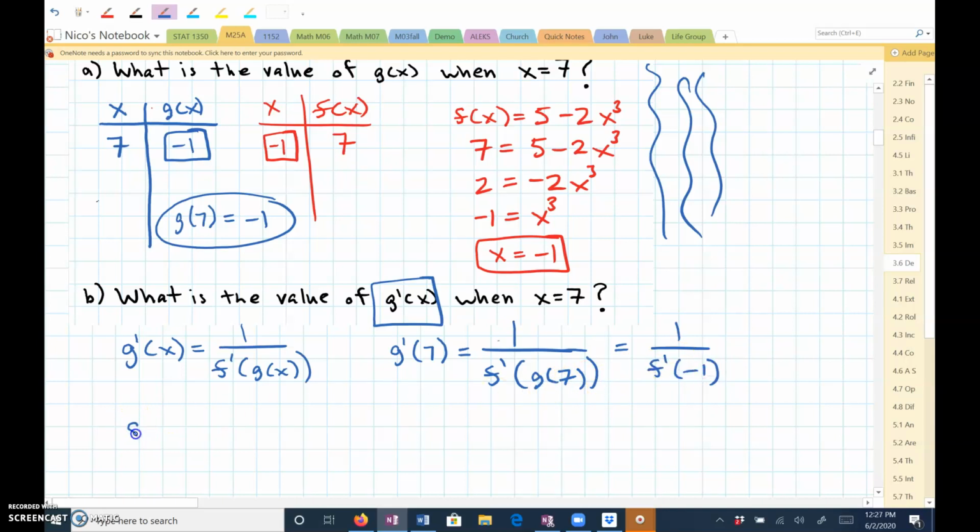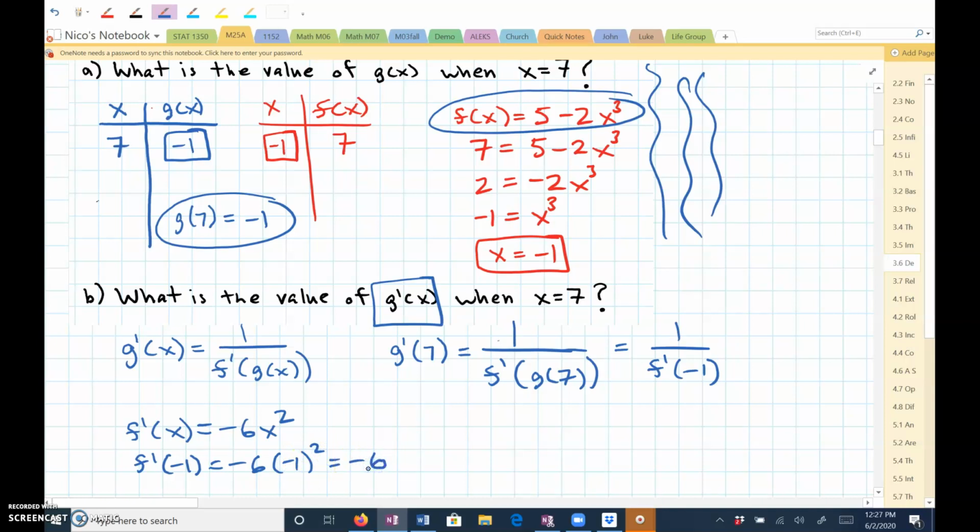And now I need to find f prime of x. Well, f of x is right here. So f prime of x would be -6x to the positive second power. So f prime of -1 would be -6 times -1 squared. So that's going to be -6. So this is going to be 1 over -6. That would be our answer.